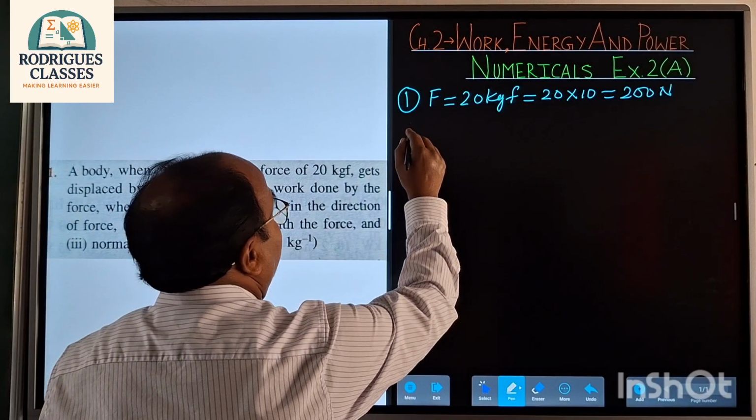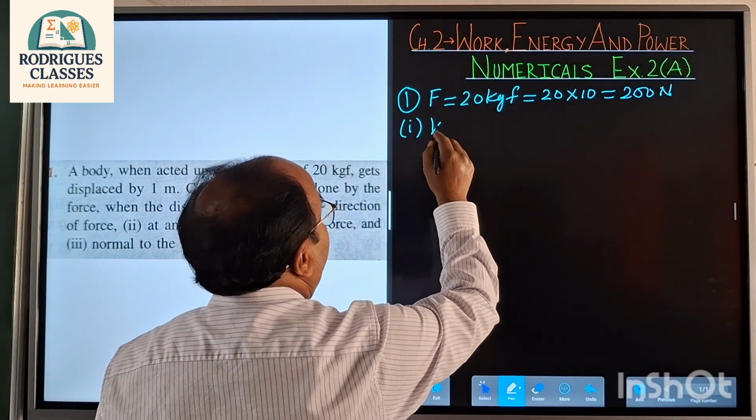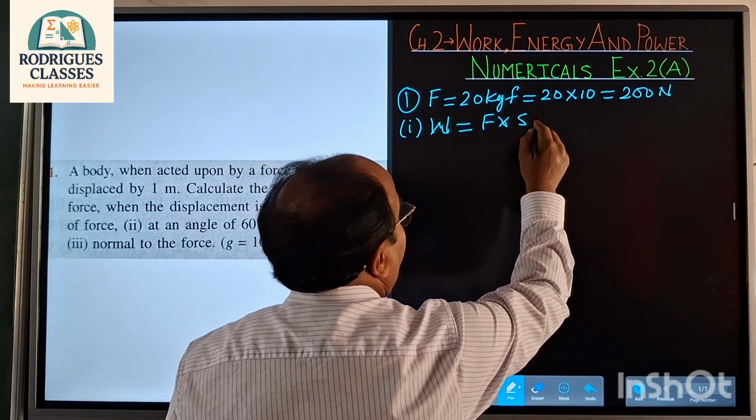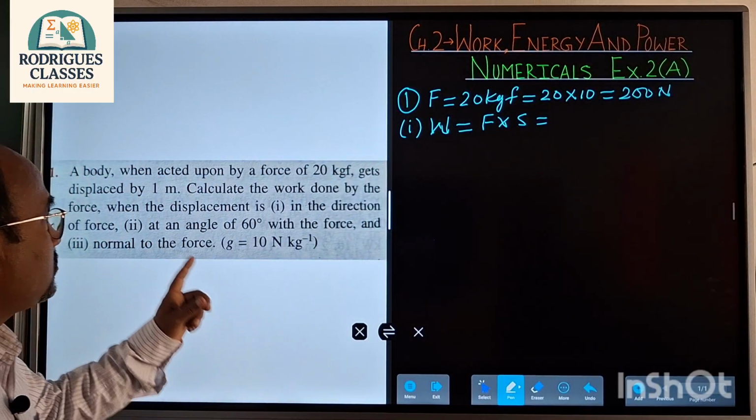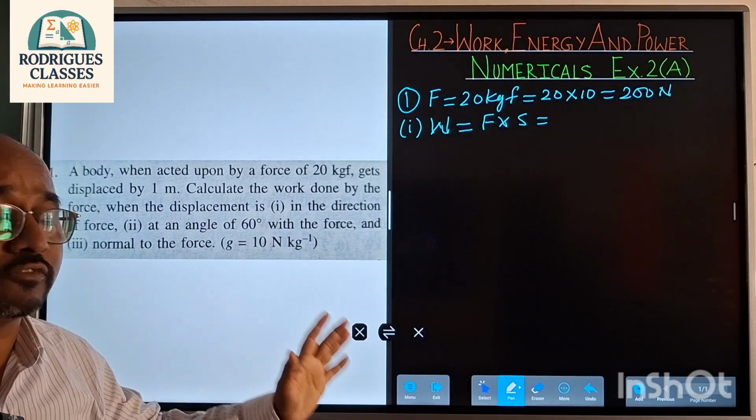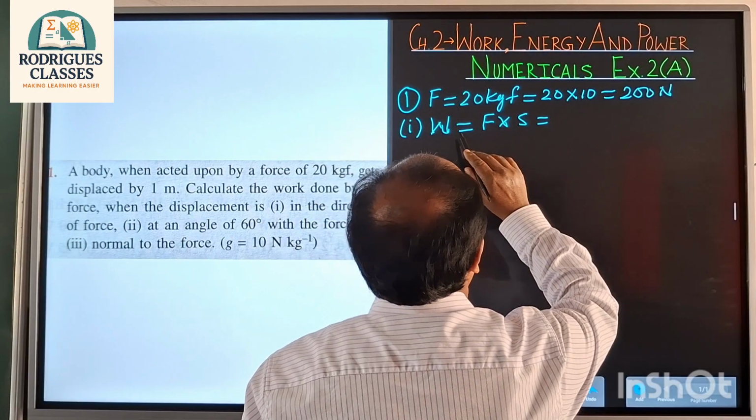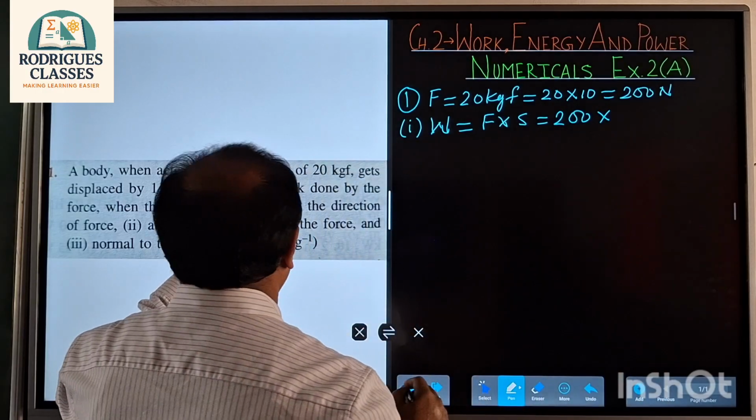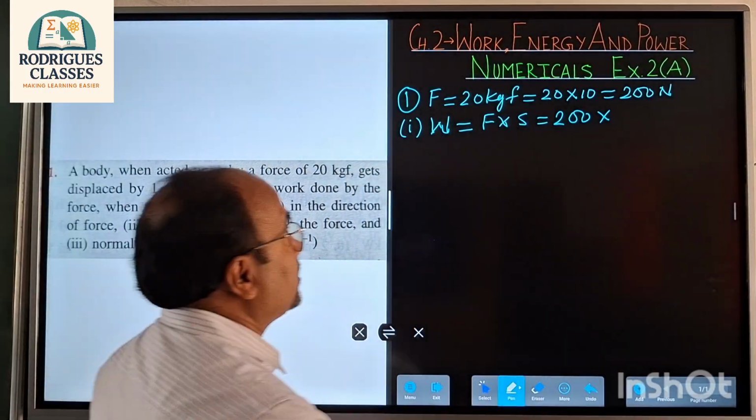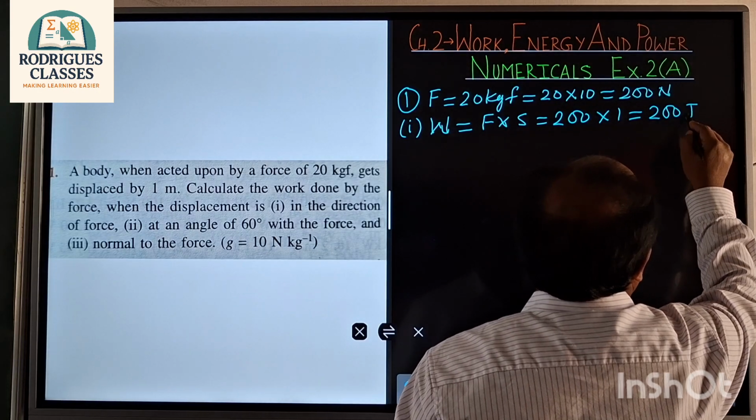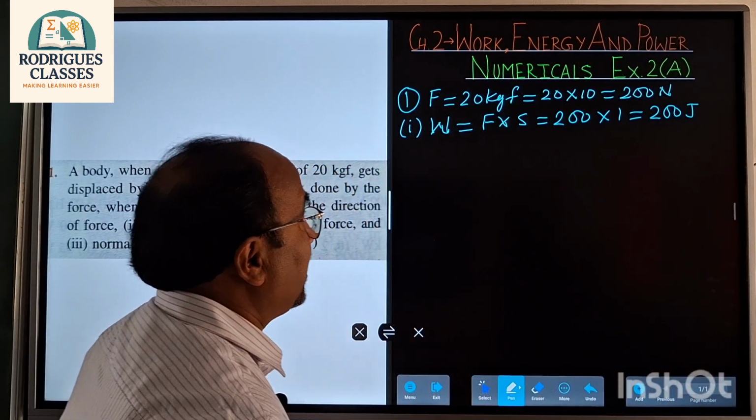Now for the first part, the work done, we will use the relationship F into S because the displacement is in the direction of the force. So we have this force as 200 and the displacement is given to us as 1 meter. So 200 into 1, we get 200 joules. So this is our first answer.